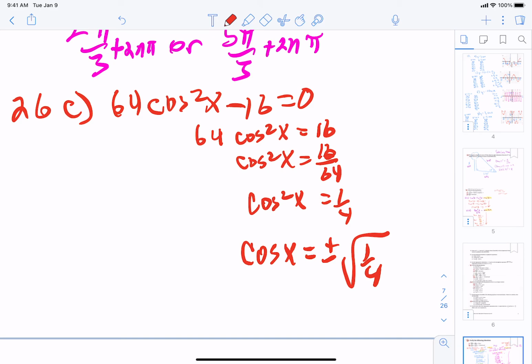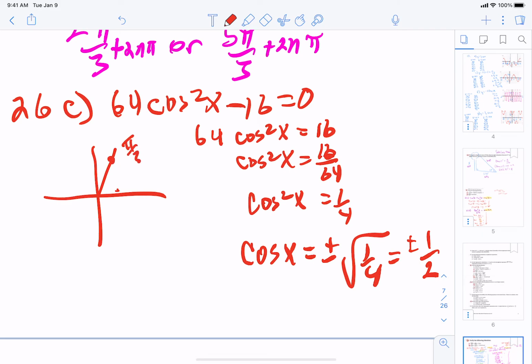Now, 1/4 has a perfect square root. Just square root the top, square root the bottom. So the answer is, where is the cosine plus or minus a half? So now, again, as soon as you get to that point, you're not done. Go to the unit circle and say, well, where does that happen? We keep getting the pi over 3s. The cosine is plus or minus 1/2 at all the pi over 3s.